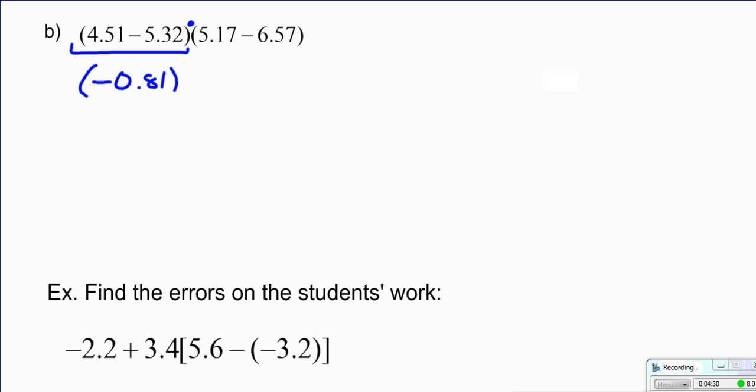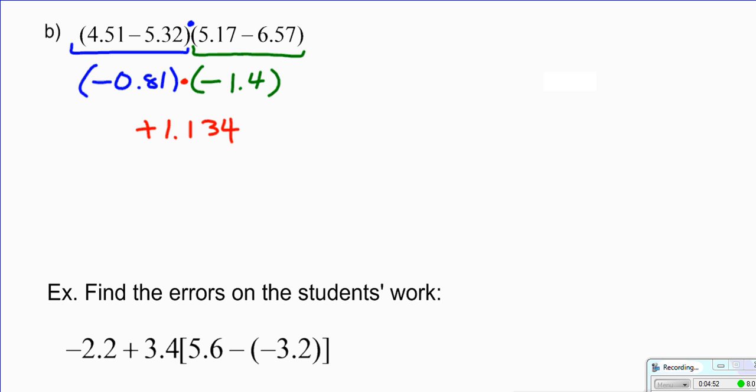In the second bracket, we have 5.17 take away 6.57. Again, I'm taking away more than I have, so I'm going to be left with a negative 1.4. Now we have 2 brackets being multiplied, 2 negative integers being multiplied. We're going to end up with a positive 1.134.